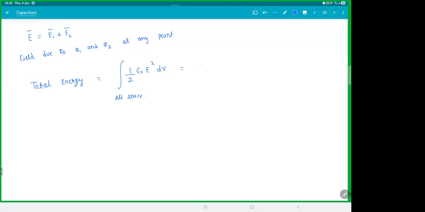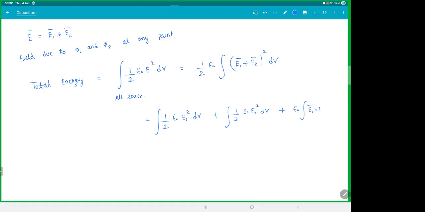Now, if I try to expand this, half epsilon is constant. This will be integral of (E1 bar plus E2 bar) square dV. If you expand this, you will see this will be half epsilon E1 square dV plus half epsilon E2 square dV plus, 2 will cancel the half, epsilon E1 bar dot E2 bar dV. Can you see the term? E1 bar dot E2 bar comes there. Now try to understand the meaning of this.